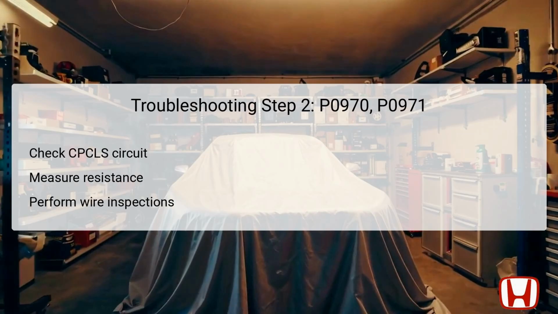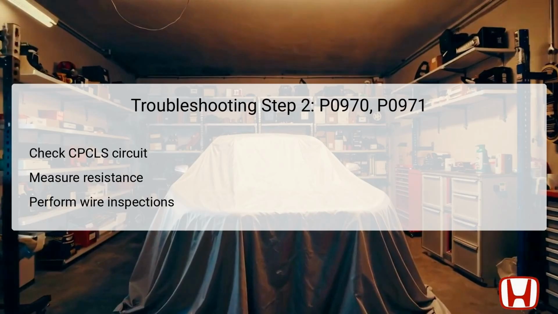The second step focuses on assessing the CPCLS circuit, which involves the pressure control solenoid. Specific resistance measurements must be taken to verify normal circuit conditions. During this step, the focus is on confirming that the connector for the solenoid valve and the TCM are disconnected to avoid erroneous readings. Resistance across the CPCLS should show less than 1 ohm when the circuit is intact.